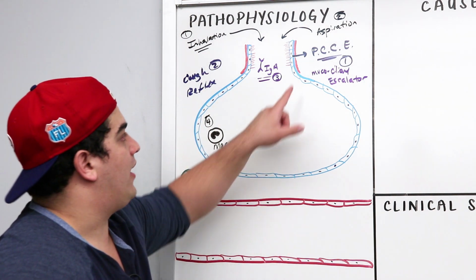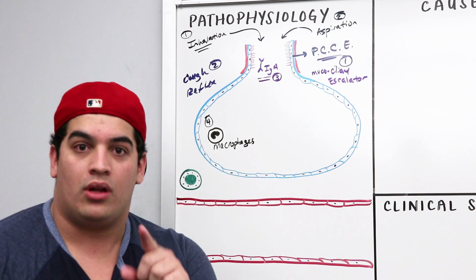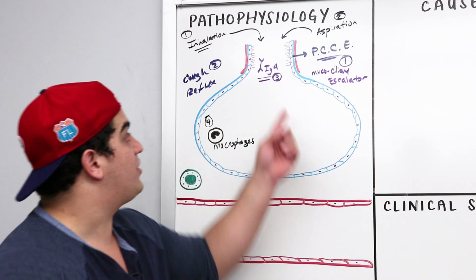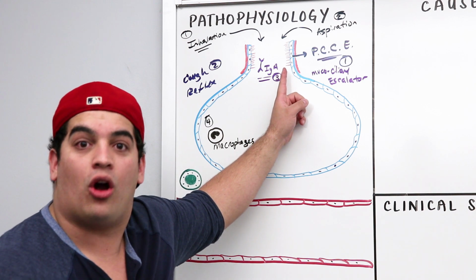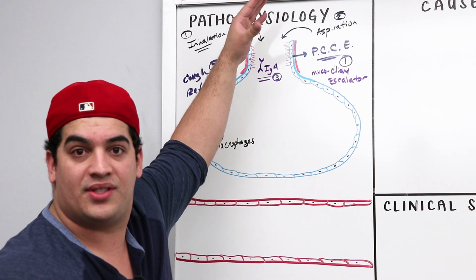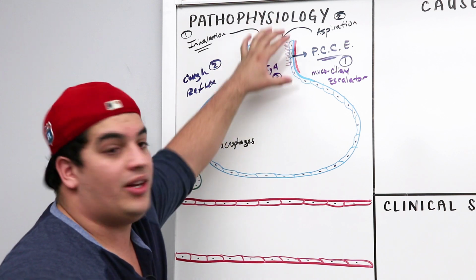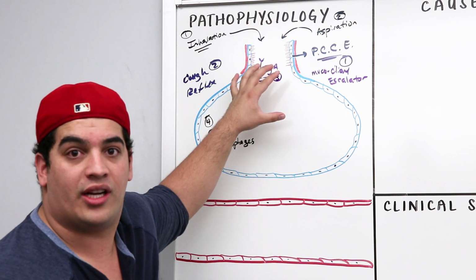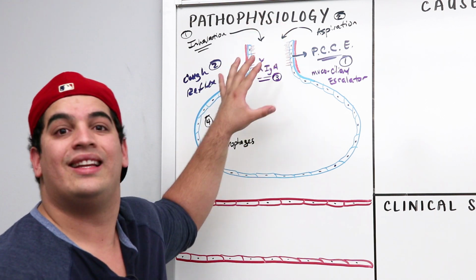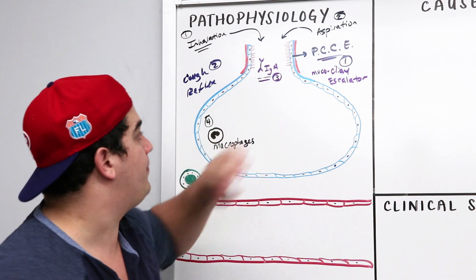If there's some type of defect with the mucociliary escalator, for example, people who smoke, there's going to be more damage to these cilia. Are they going to be able to beat the bacteria and other substances up? No. That means that more bacteria are going to be able to colonize in this area. That's not good, because whenever they colonize, they can start leading to tissue damage, inflammation, infection.